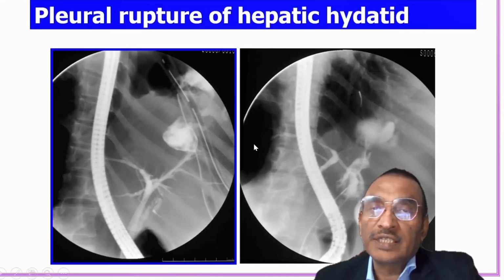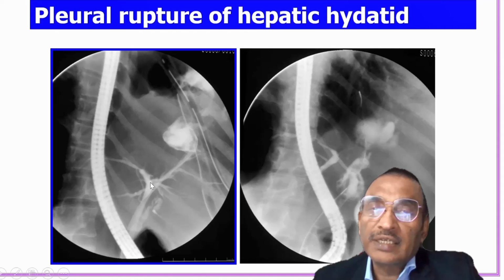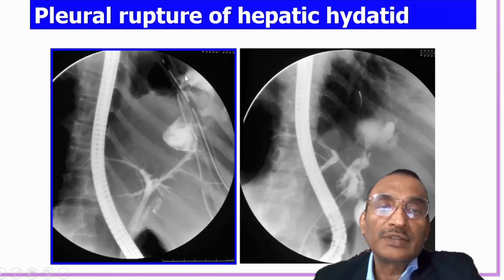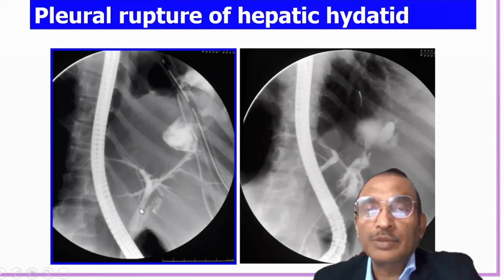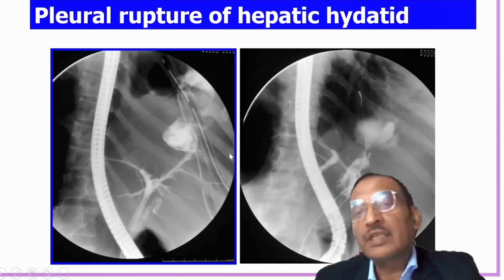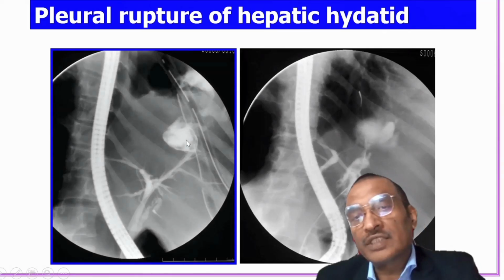So here, interestingly, you are seeing the bile duct, the cystic duct, and right and left, and then the hydatid cavity. But interestingly, this is the dome of the diaphragm, and what you are seeing is the contrast entering into the pleural space. So what is this? This is hydatid with pleural rupture and biliary rupture. Both sides it has ruptured, and you are seeing that the pleural space has been drained with an intercostal tube which is lying there.